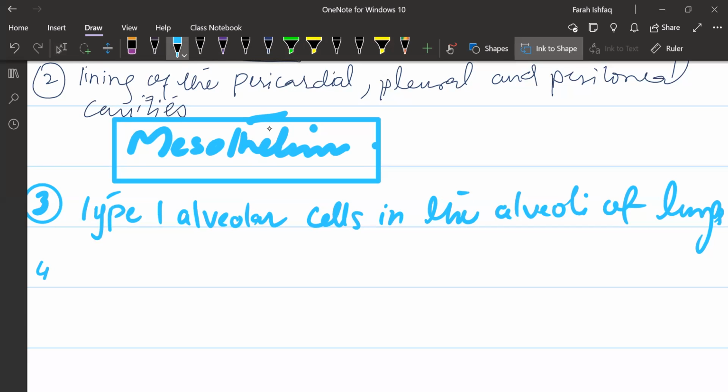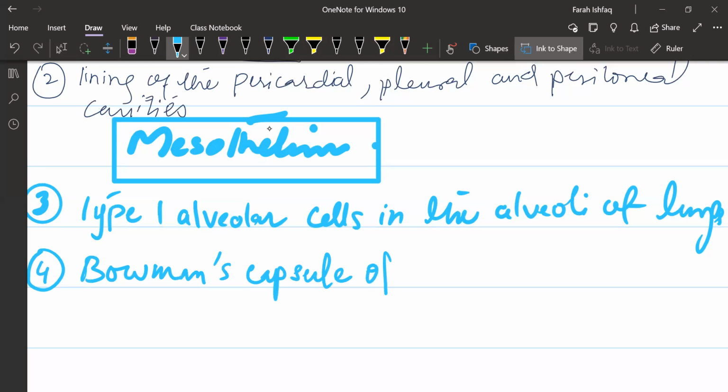And of course, the fourth place is the Bowman's capsule of kidneys, where it forms part of the filtration slit.